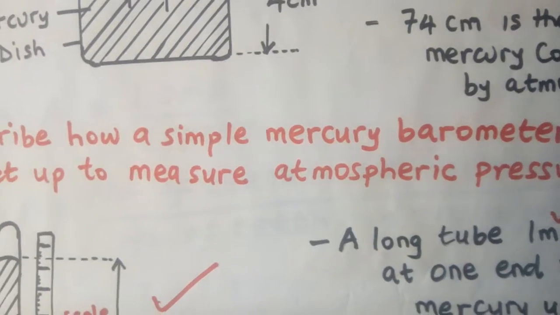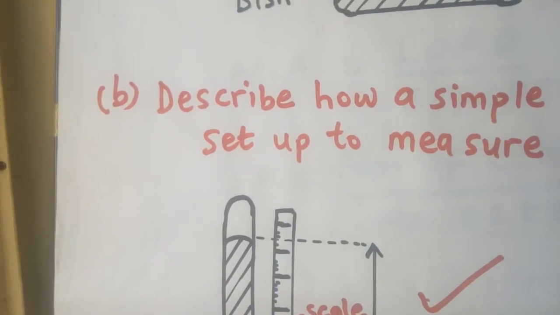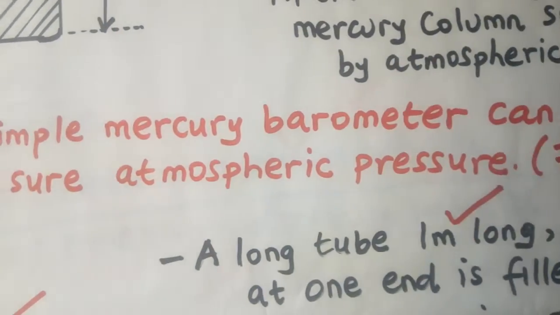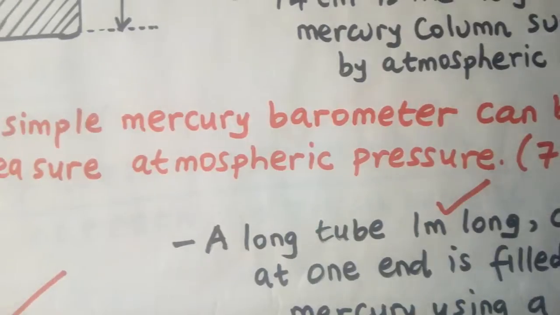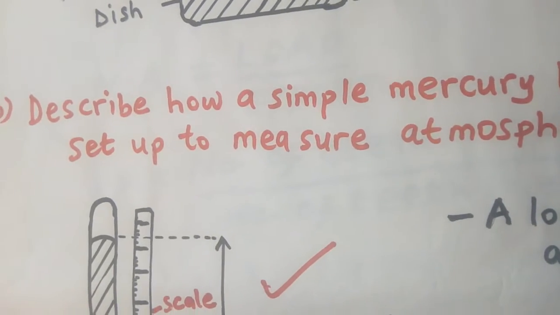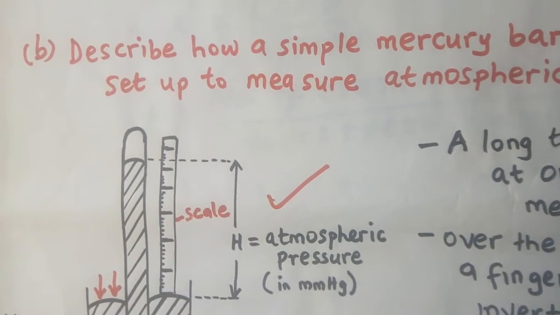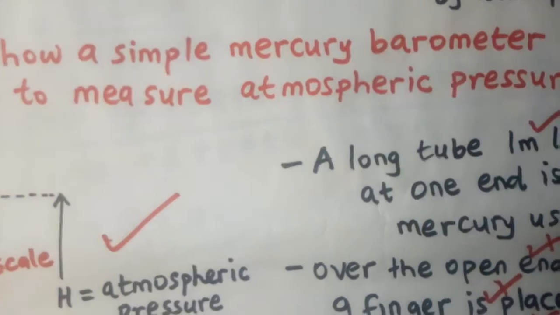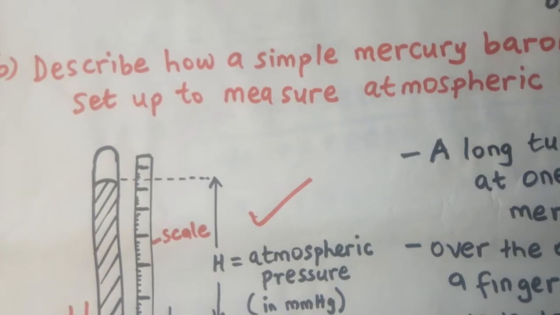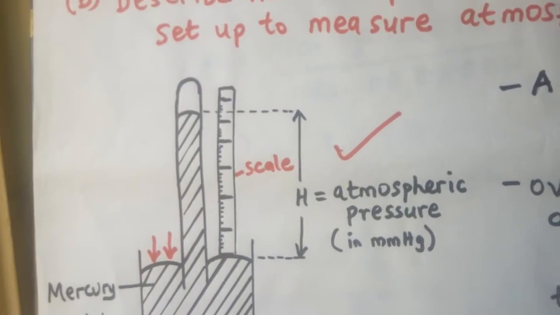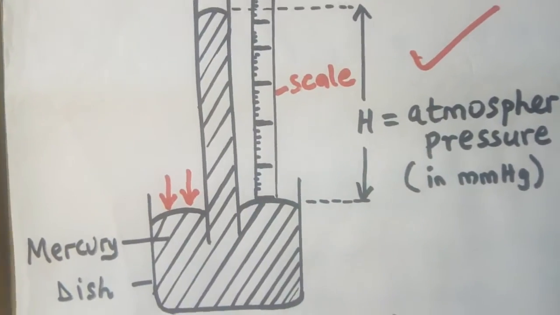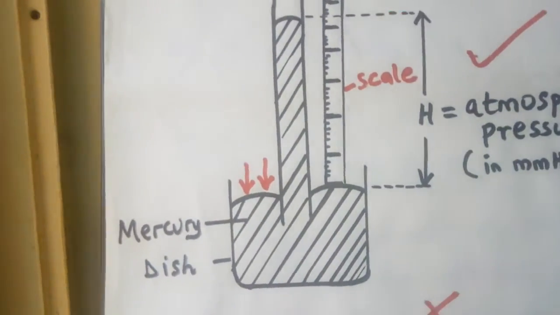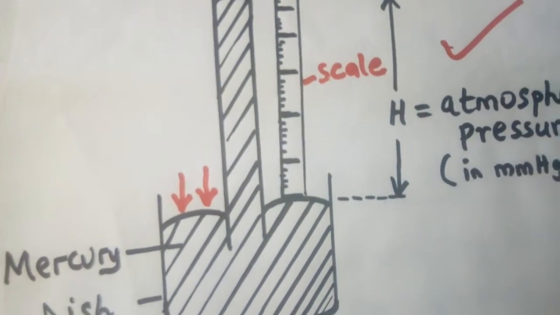Let's look at the second question related to a mercury barometer. It says, that is part B, describe how a simple barometer can be set up to measure atmospheric pressure. So this is how you make a simple barometer. How do you do it? How do you make a simple barometer?